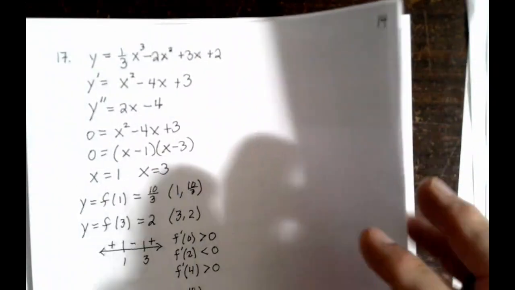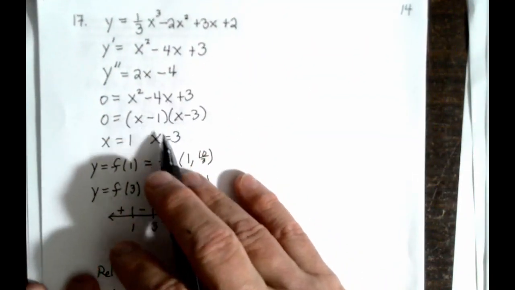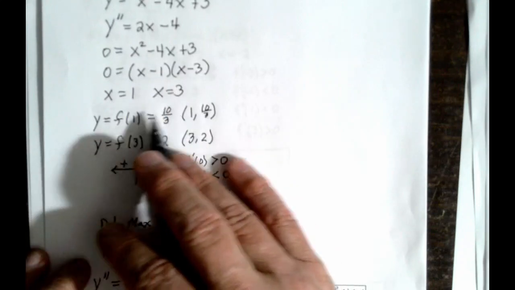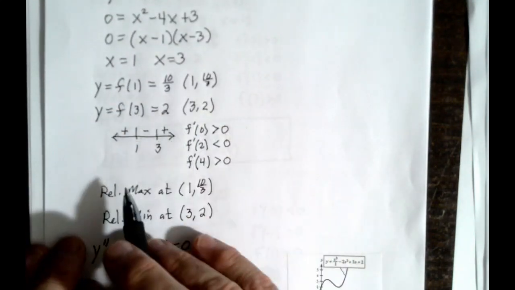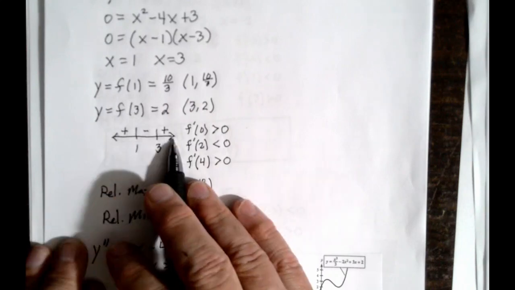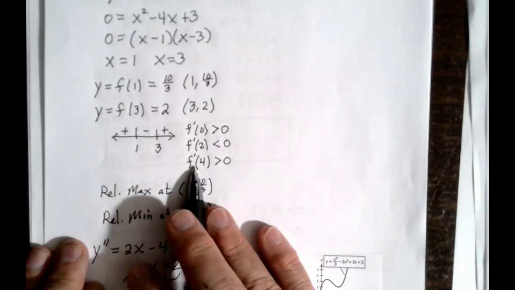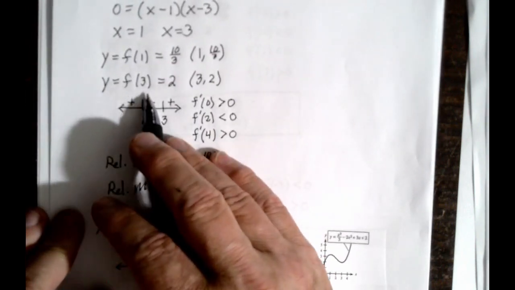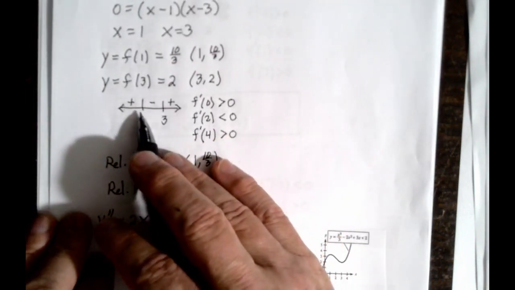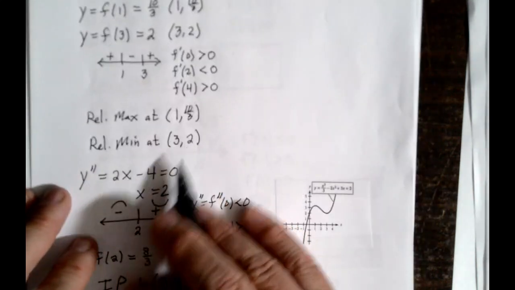Number 17, same idea. You take the first and second derivative. You take the first derivative, factor it, and set it equal to 0, and you get 1 and 3. You find the y coordinates for each of those, and you get those there. Now you divide up your number line and check the first derivative with test values in each region, and you get plus, minus, plus, which tells you increasing, decreasing, increasing. So you've got a max at 1, you got a min at 3.